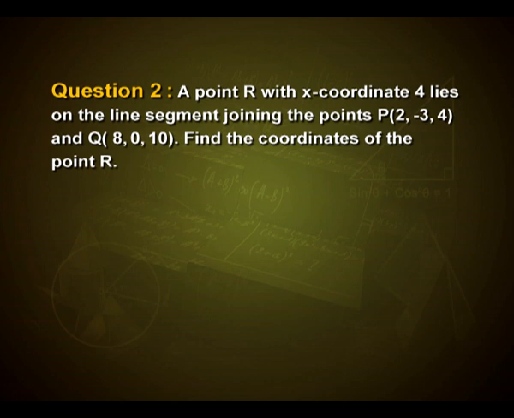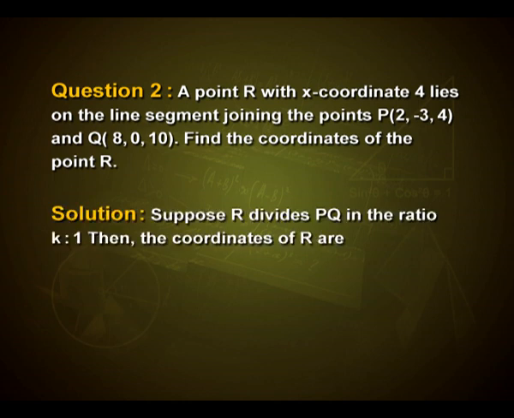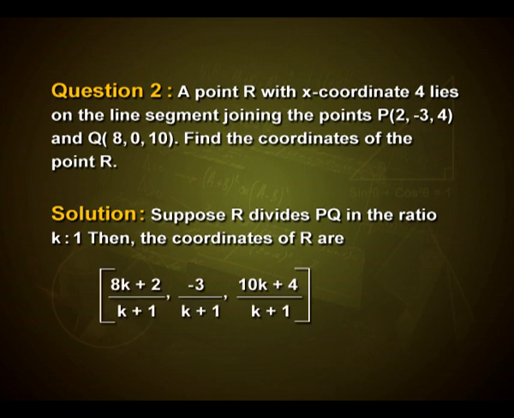Another example here, a point R with x coordinate 4 lies on the line segment joining the points P (2, minus 3, 4) and Q (8, 0, 10). Find the coordinates of the point R. Suppose R divides PQ in the ratio k is to 1, then the coordinates of R are given by (8k plus 2) upon (k plus 1), minus 3 upon (k plus 1) and (10k plus 4) upon (k plus 1).